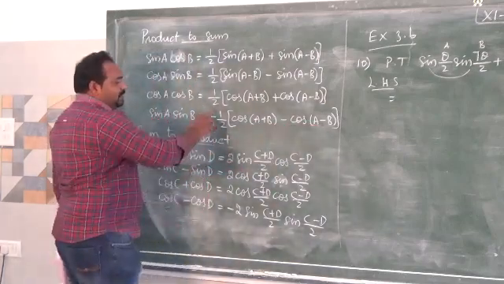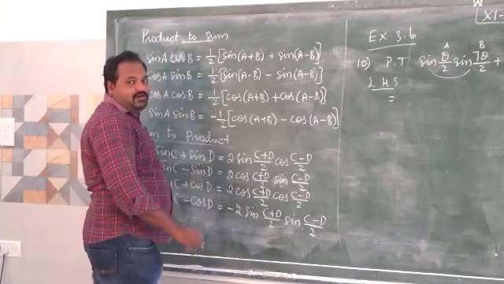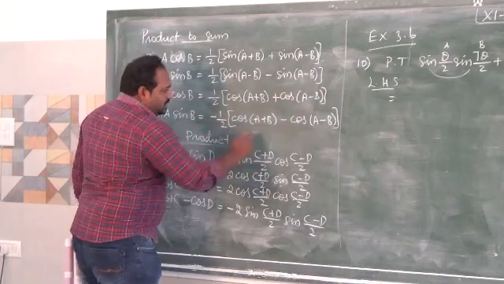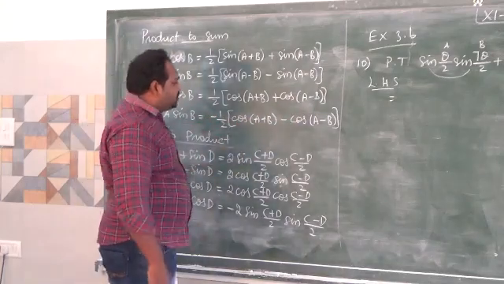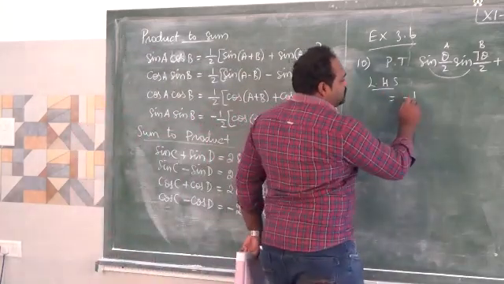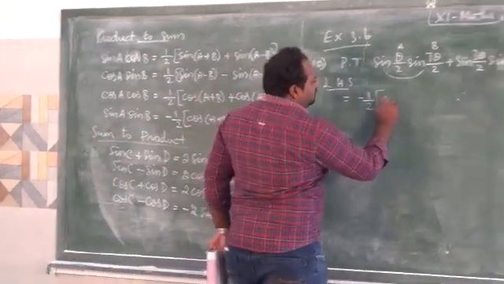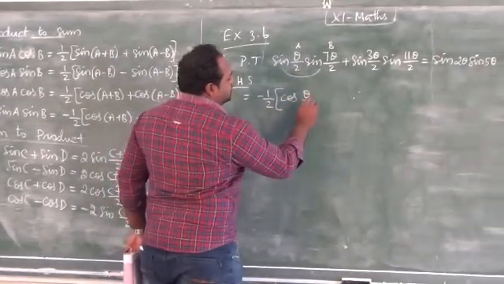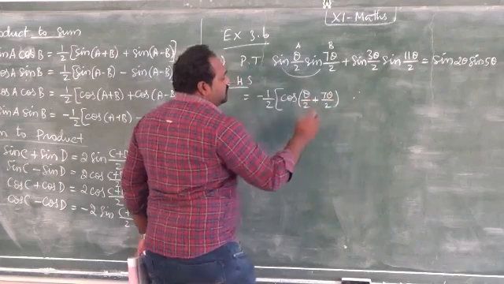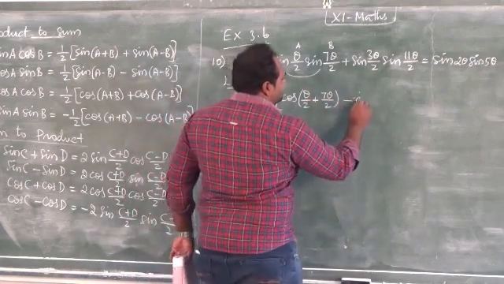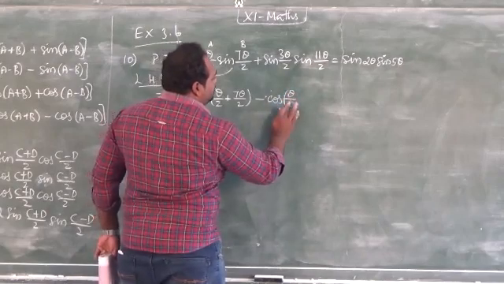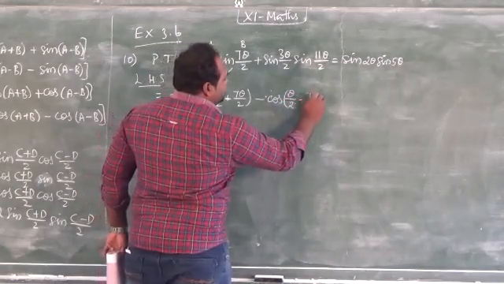Here I am taking minus 1 by 2. We have another form of formula for this. So here I am going to take this identity, minus 1 by 2 cos of A plus B minus cos of A minus B. So minus 1 by 2 cos of A plus B is theta by 2 plus 7 theta by 2, minus cos of A minus B, theta by 2 minus 7 theta by 2.